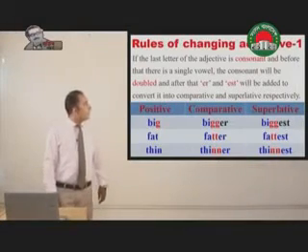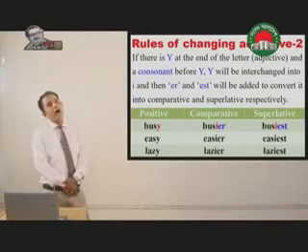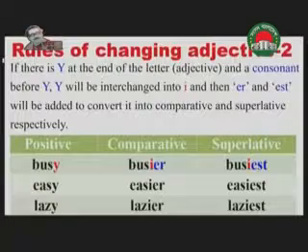Okay, dear students, let's know about some more rules. Rule number 2: if there is Y at the end of the adjective and a consonant before Y, the rule is that Y will be changed into I, and then er and est will be added to make it comparative and superlative.